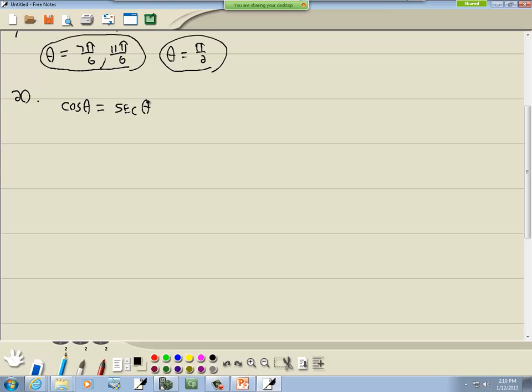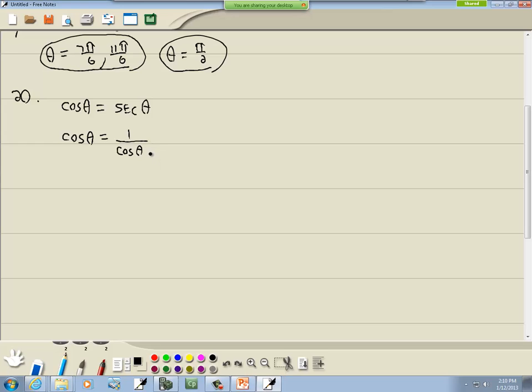Now, if you got 2 different trig functions, one technique you can use is you can use your identities to rewrite them so they're both the same. For example, secant we know is equal to 1 over cosine. So I could rewrite that as 1 over cosine.